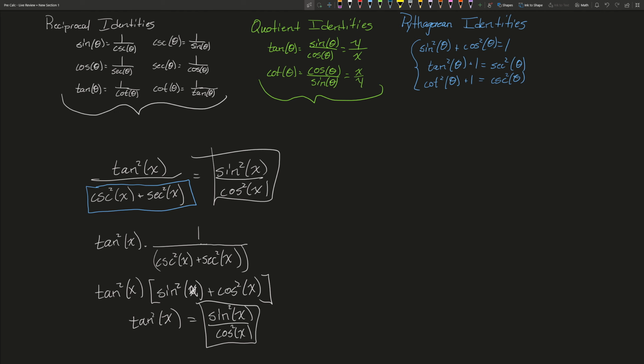Another example. So this is number 14 in that worksheet on campus. Cosecant squared of x times tangent squared of x is equal to tangent squared of x plus 1. Again, the first thing to do is to use any Pythagorean identity that you can and simplify it as much as you can. So I noticed that this right-hand side is this identity right here. So we can just replace that with secant squared.